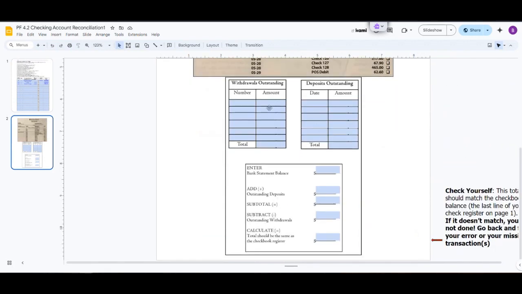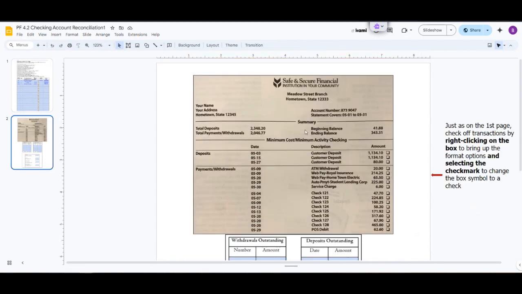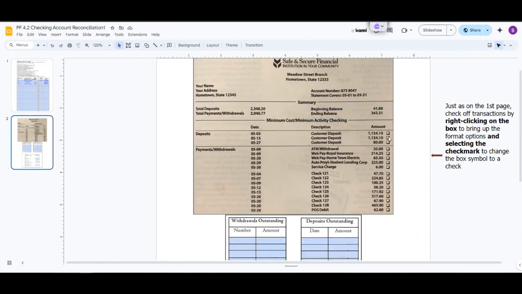And then below that, I'm going to reconcile. Now you can see the reconciliation here is in a little bit different form. All right, but again, it's the same basic process. We're going to list any outstanding withdrawals, any outstanding deposits. We're going to take what the bank says that I have. So if I look up here, the bank says my ending balance is $343.31.